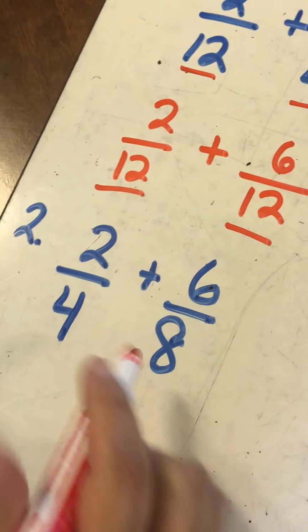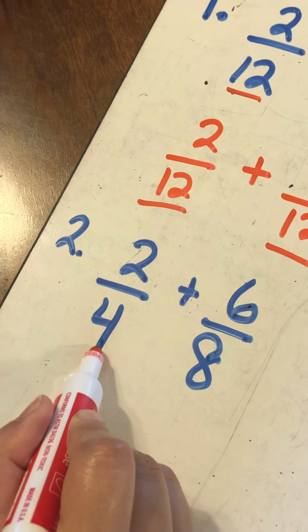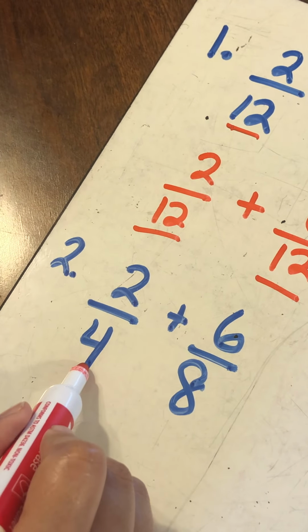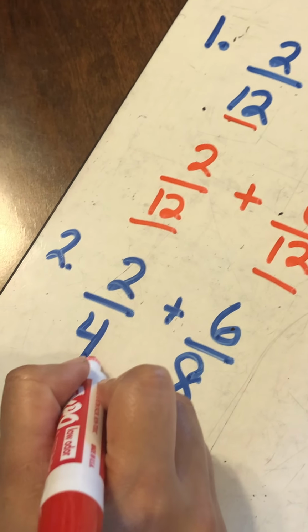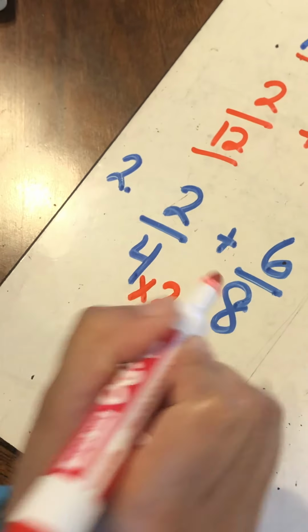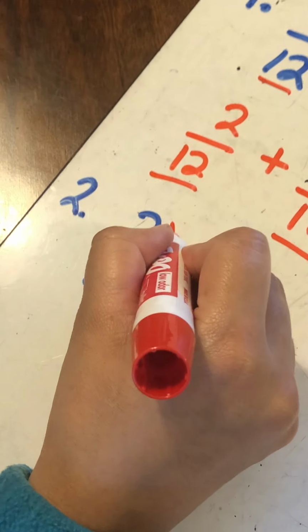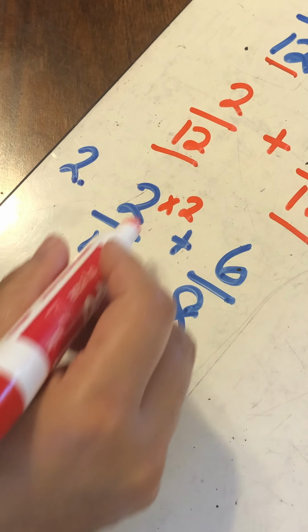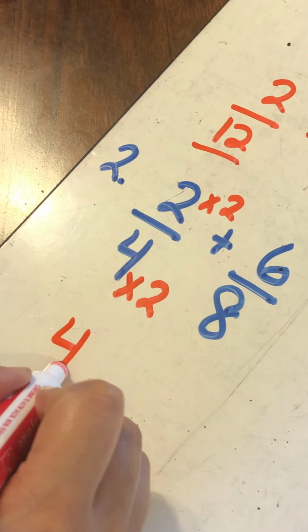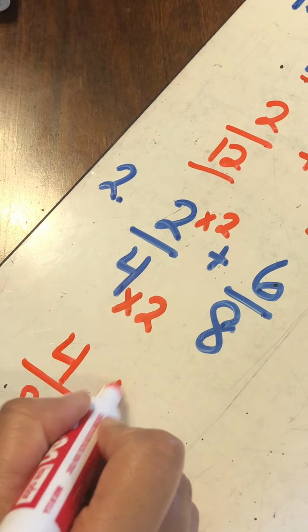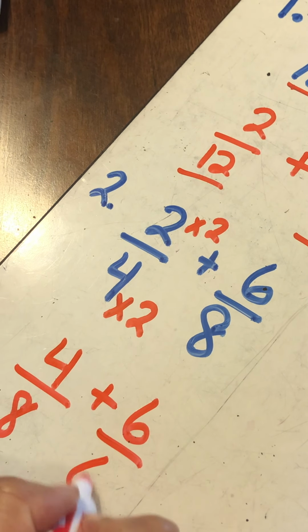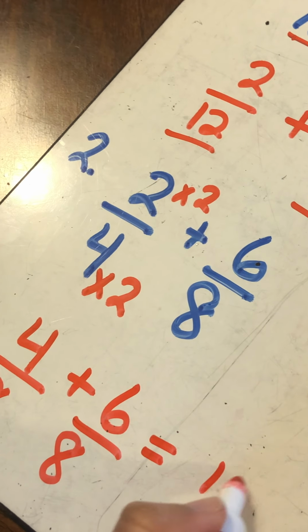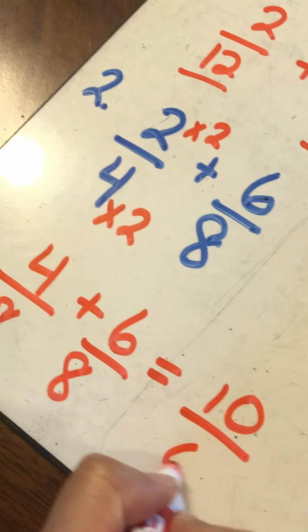Okay, for number 2, I have a 4 in the denominator and an 8. And I know that I could make that 4 into an 8 if I multiply by 2. And I also have to multiply my numerator by 2. So my new fraction here is going to be 4/8. And the other fraction stays the same. I don't do anything to that one. And now I just add my numerators. 6 plus 4 is 10 over 8.